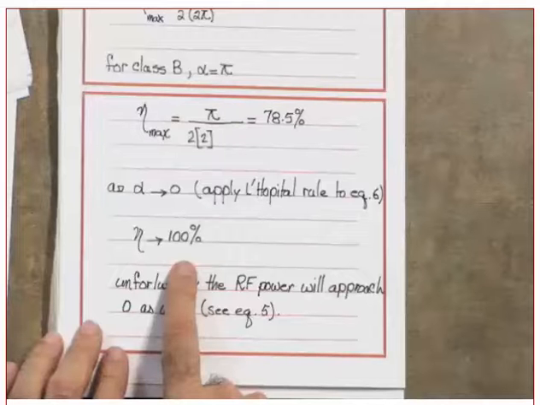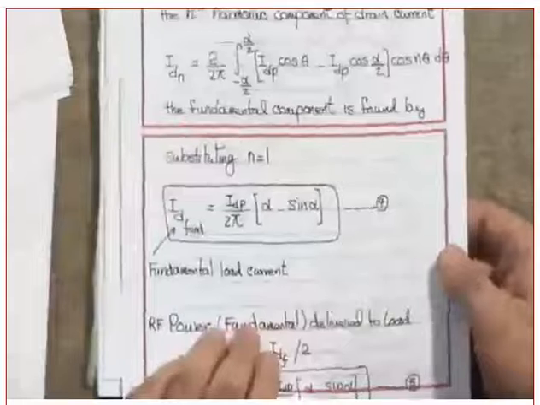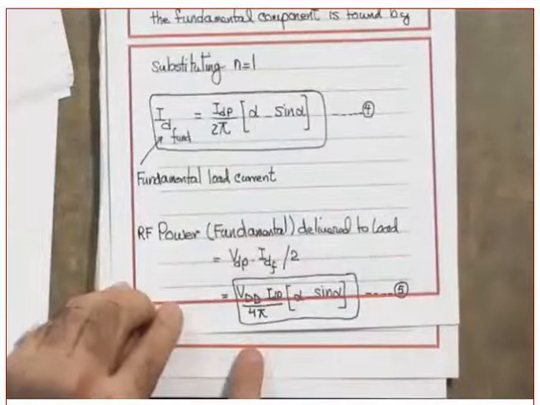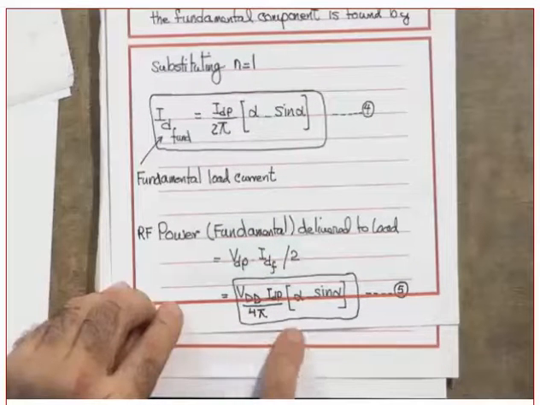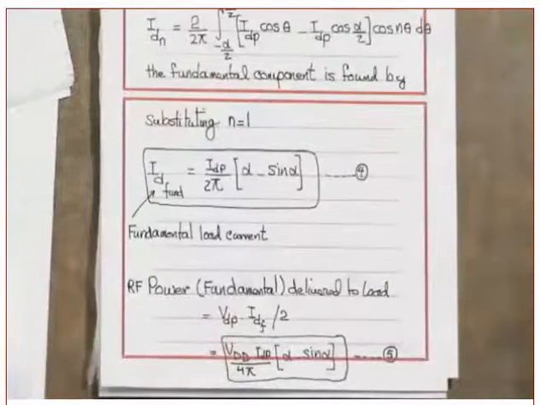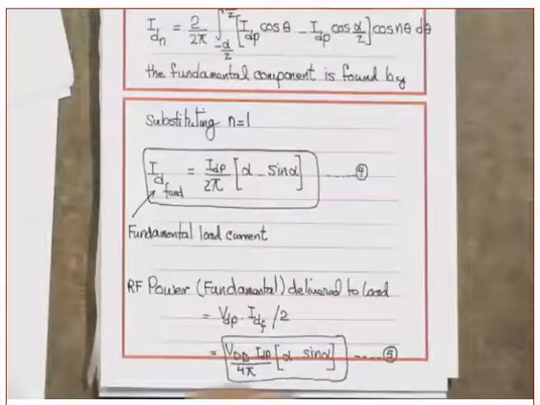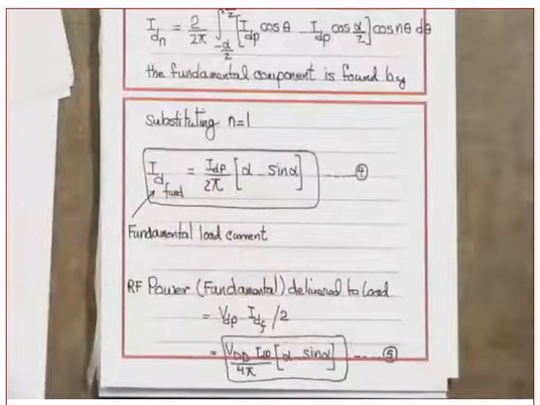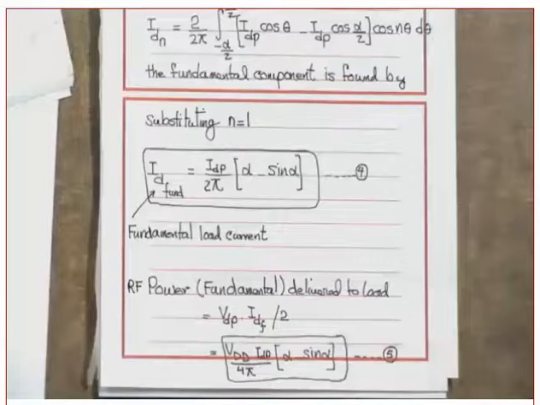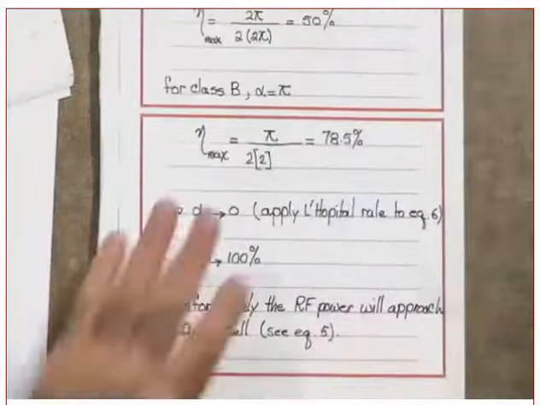Impressive or not impressive? Not impressive. Why? I wanted to see one thing. This is the RF power delivered to the load. When alpha equal to 0, what is it? 0. You are not delivering anything to the load. So you are operating at 100%, but you are not delivering any power to the load. Did you get my point? So that's the trade-off. Increasing the efficiency results in reducing the amount of power that you are delivering to the load. Clear?